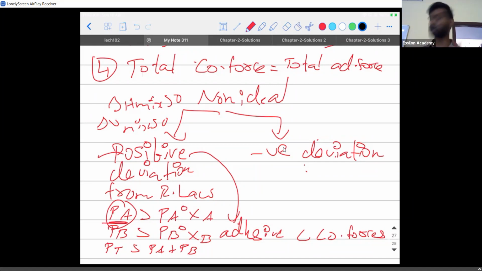Now you can easily predict what is going to happen in the negative deviation. You can write all the conditions, whatever we wrote for positive deviation, please write. I also write.